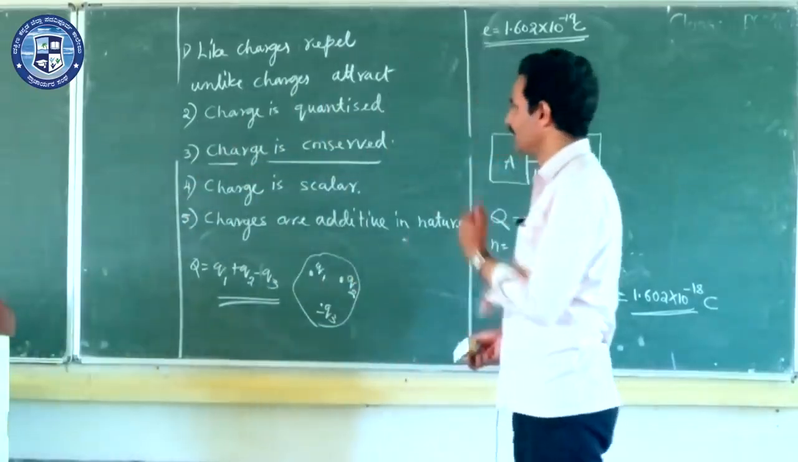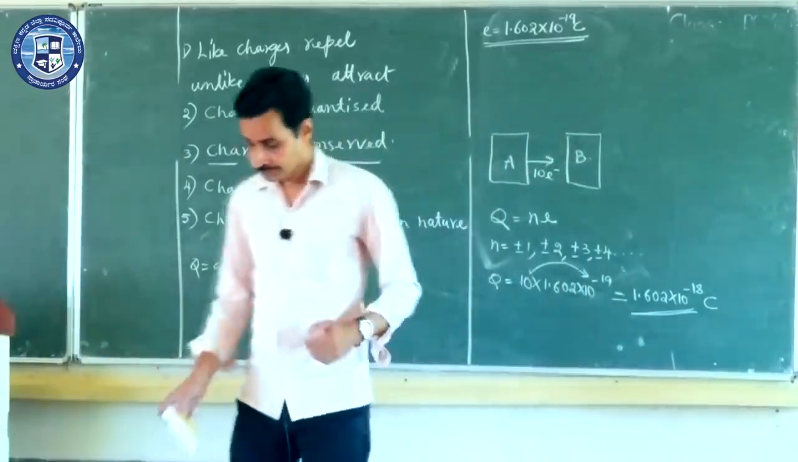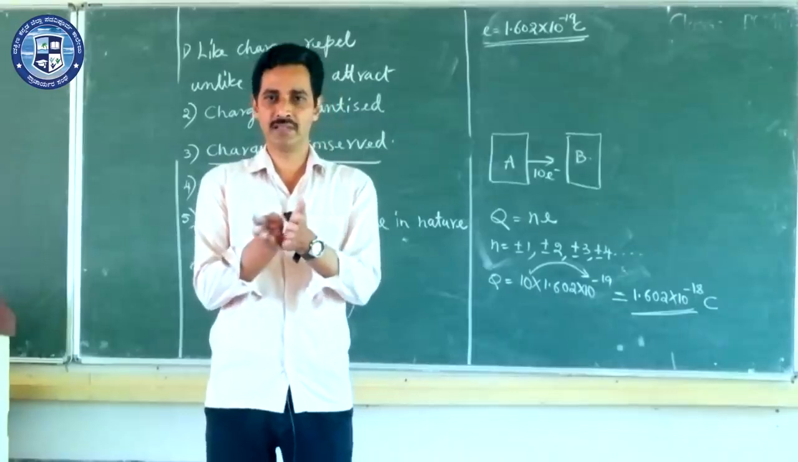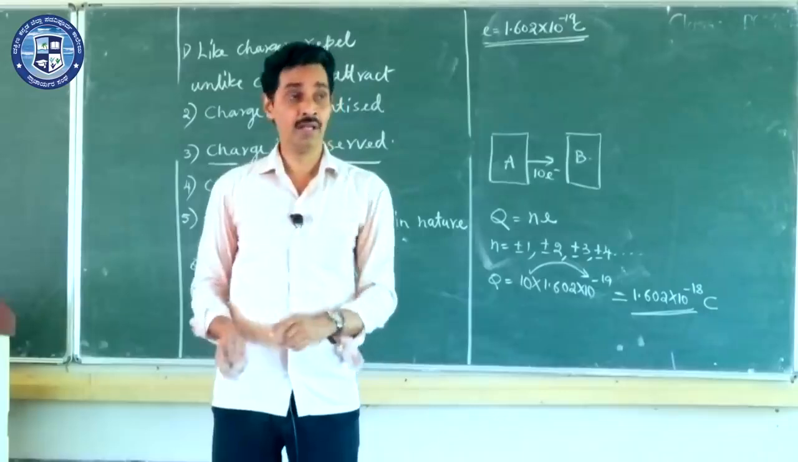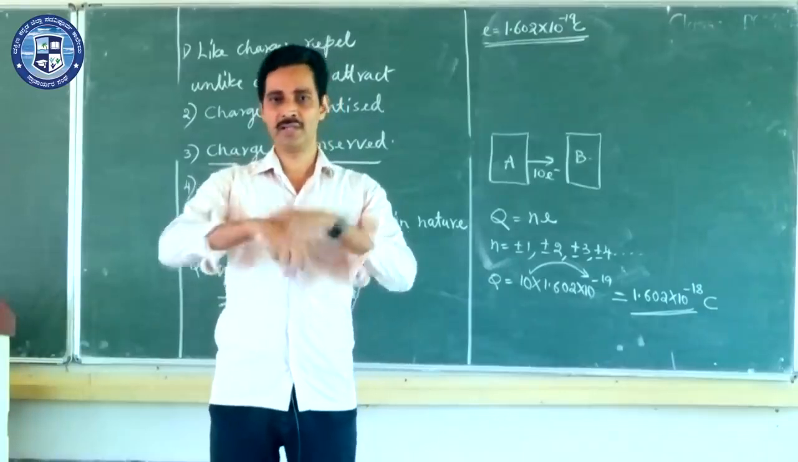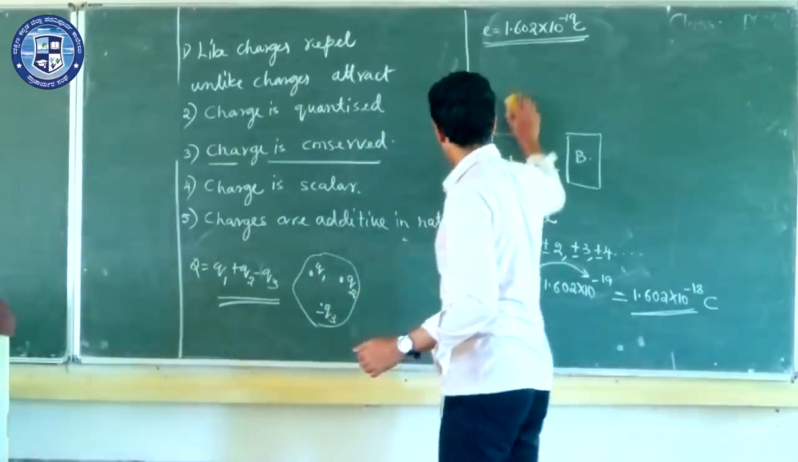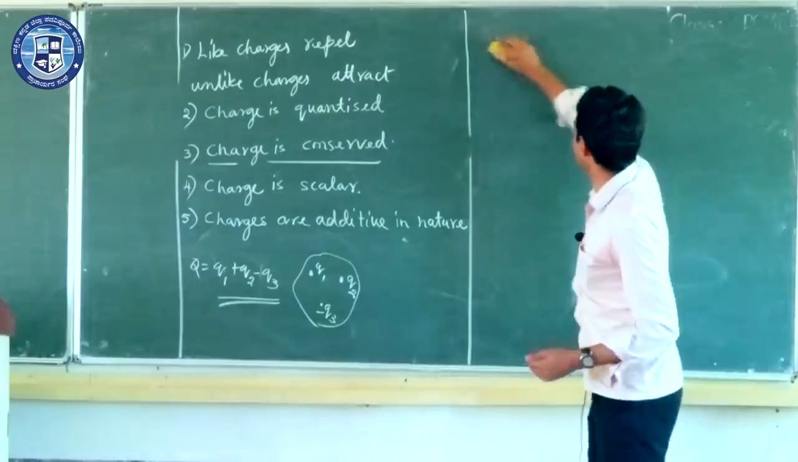Now we will see a few more things about the charges. We have seen how to charge a body. One method is friction. You can rub them against each other, and electrons get transferred. Remember, it is not protons. Electrons get transferred from one body to another, so they get charged. One which loses electrons gets positively charged, and one which gains electrons gets negatively charged.